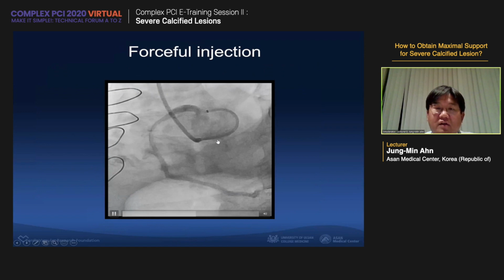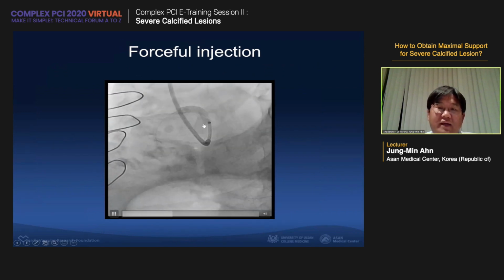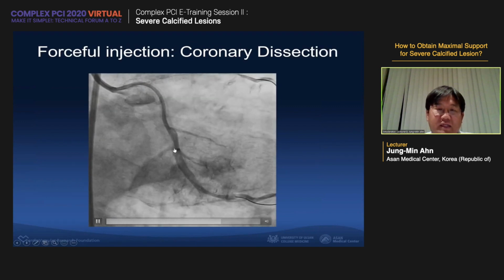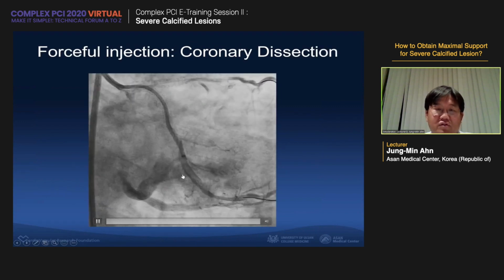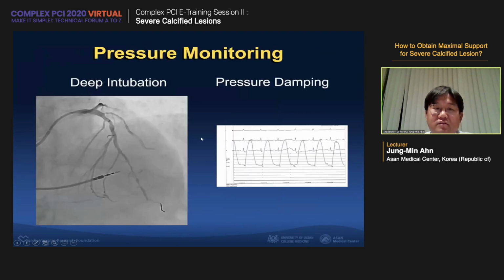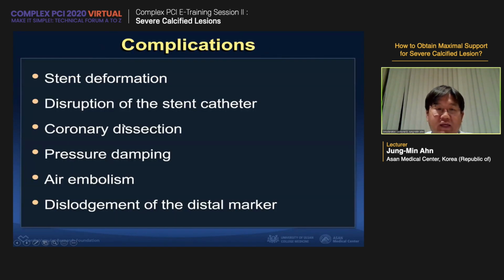In addition, the first spray injection can make some damage to the coronary system, particularly in deep engaged case. If you do the first spray injection, it can make some dissection. So in addition, with deep engagement, you have to closely monitor the pressure, so avoid the pressure damping and ischemia during the procedure. So these are complications. We have to know the complications of deep engagement of catheter and catheter liner.